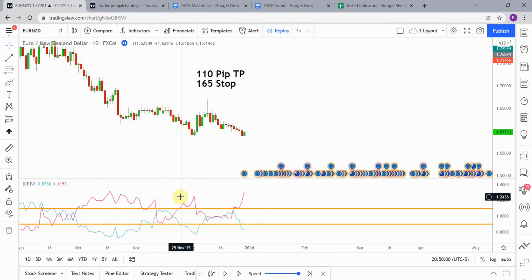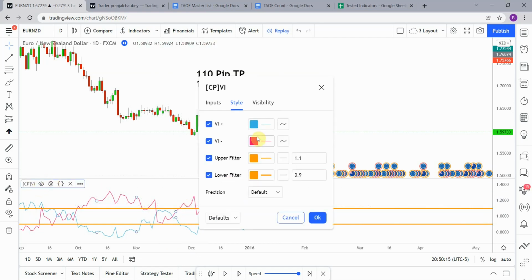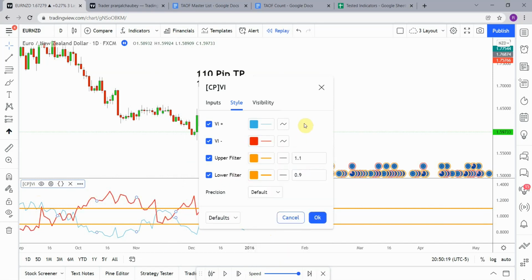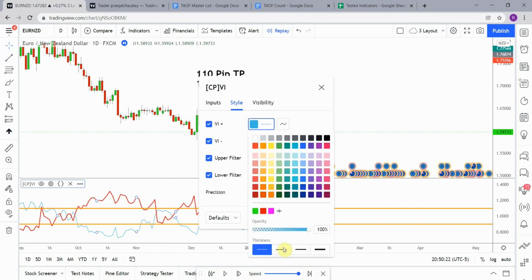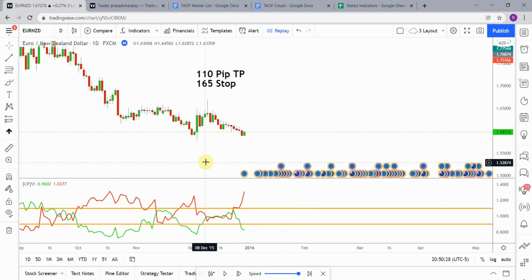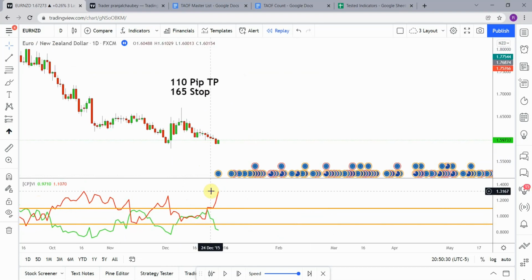And so what we're looking for is really the break of the colored bands to the upside. And so when we get a break of the kind of reddish pink colored band here, when that breaks up to the upside, let's just go ahead and turn that a red, and let's go ahead and turn this a green. That'll just make it a little bit simpler. All right, there we go.